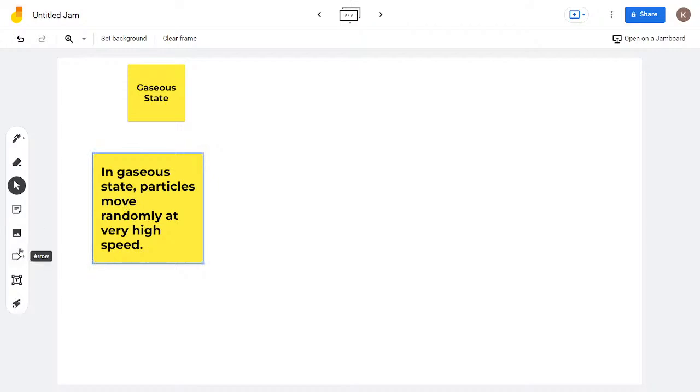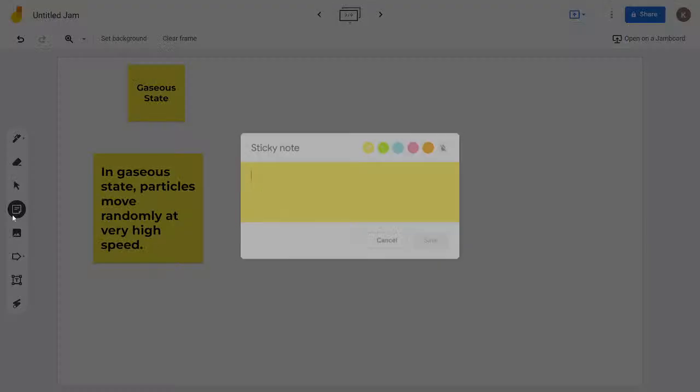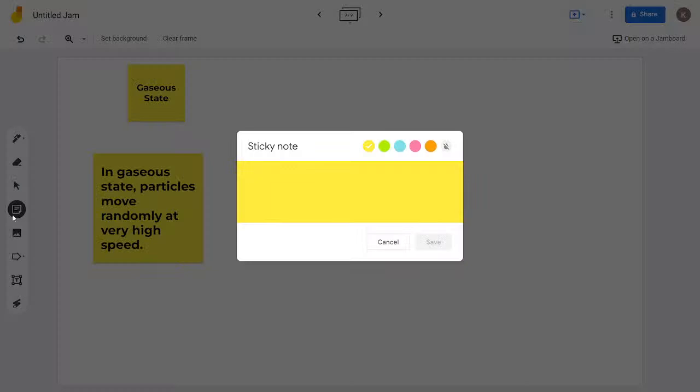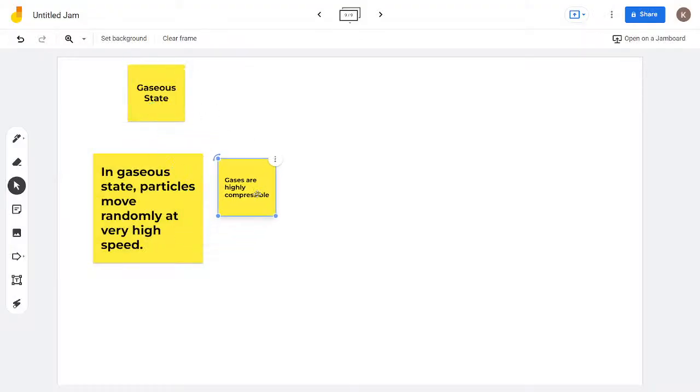So the key points which we observed from this discussion are that gases are highly compressible. In this state, the particles of gas are moving randomly at very high speed because of free space between them, and due to its high compressibility, a large volume of gas can be compressed into a small cylinder and transported easily.